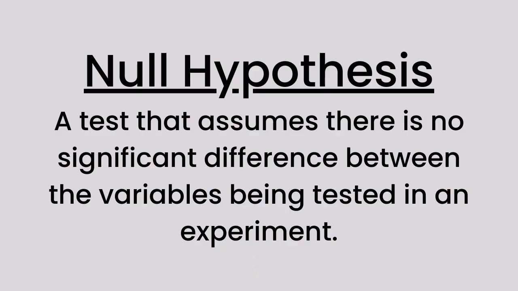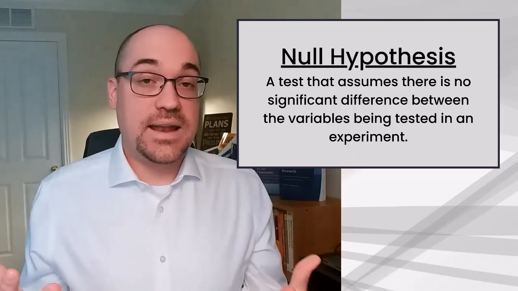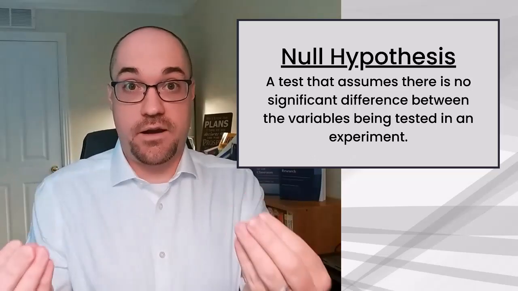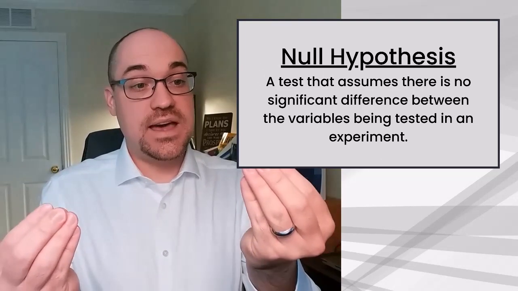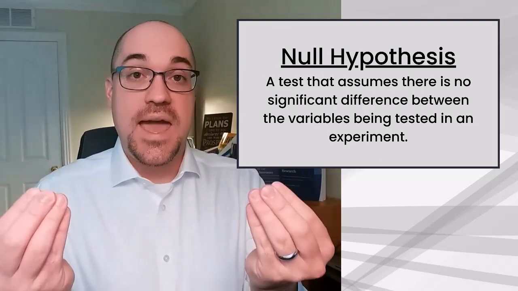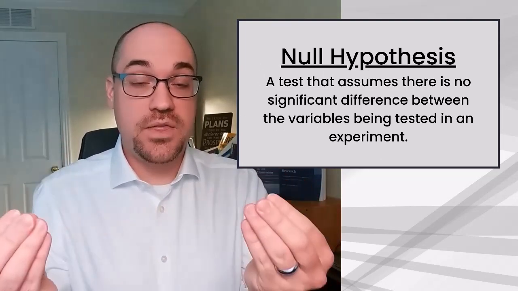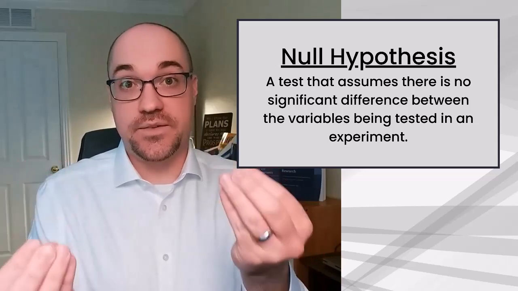Tip number 1, to get started, the first thing we need to do is look at the study design and determine whether or not the researcher has performed some kind of null hypothesis testing. A null hypothesis test is a statistical test that assumes that there is no significant difference between the variables being tested in an experiment. Basically, in education research, what we do is we take 2 variables. So let's say minutes of recess and reading achievement. And we use statistical tests to compare them and look at the relationship or the difference between them.